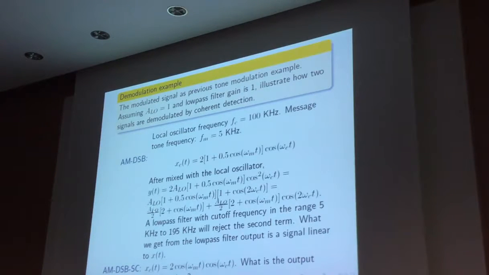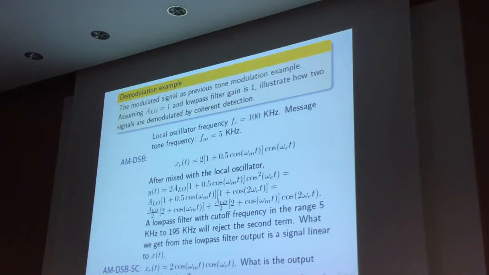First one is the constant term here. Second one is proportional to the message. Third one is another AM DSB modulation. Okay? So we need to design a low pass filter with cutoff frequency in the range of 5K to 195K.